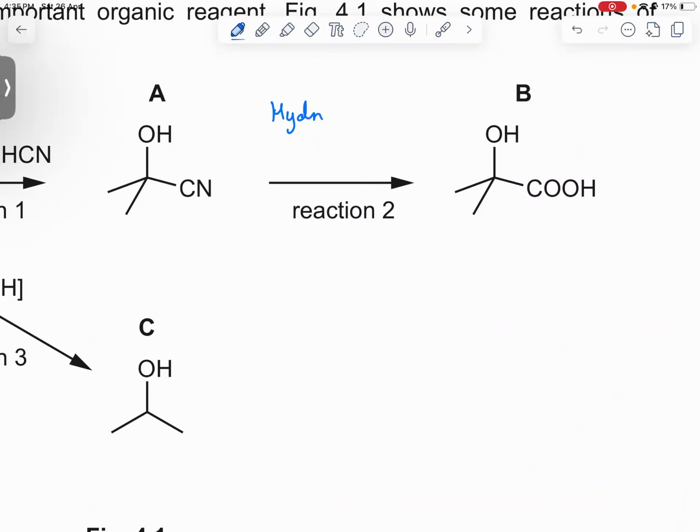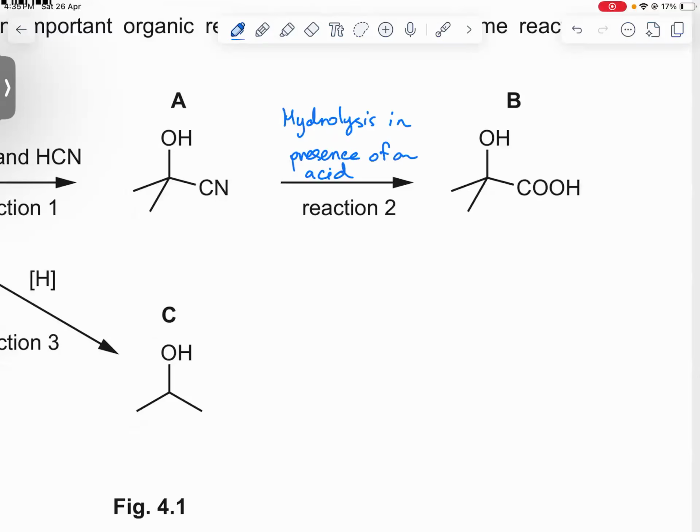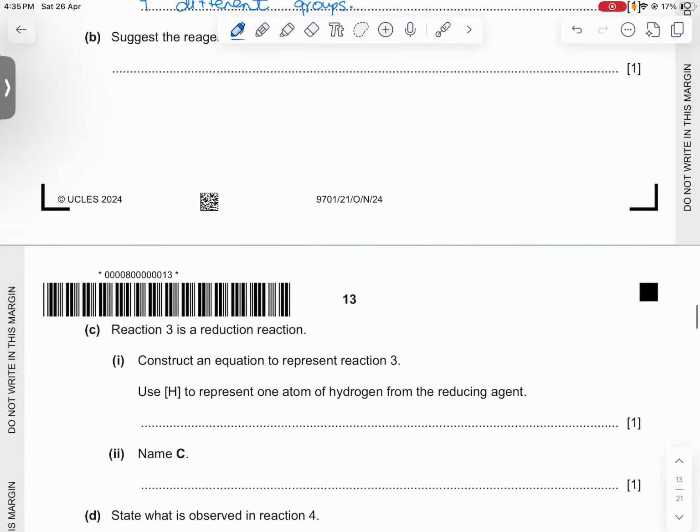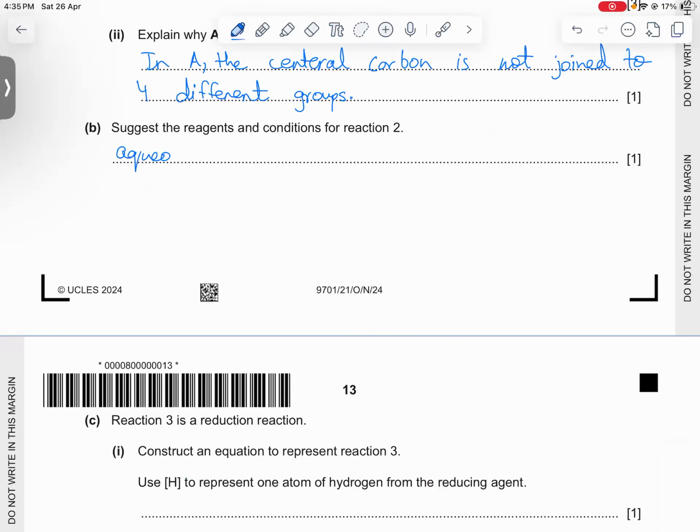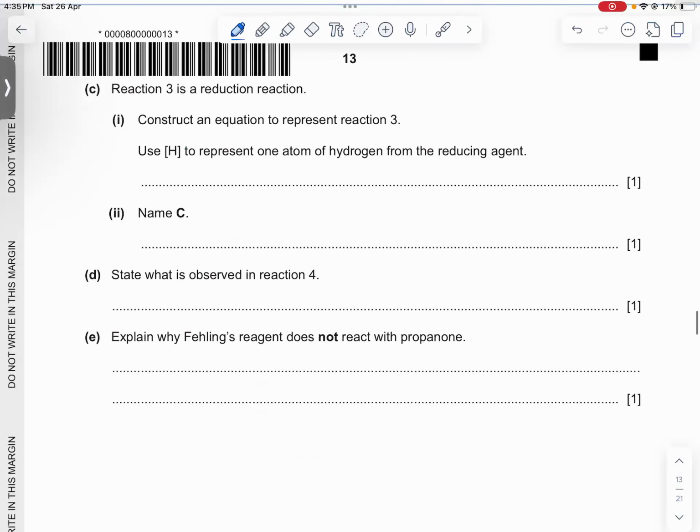Hydrolysis in presence of an acid, basically meaning you can just add an aqueous acid. For example, I can add aqueous hydrogen chloride, so aqueous HCl, as it says in the notes. All right, you can use aqueous HCl and it will produce the same result. All right, next, reaction 3 is reduction.